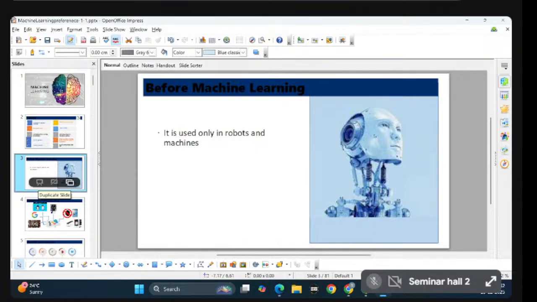One more thing, you know there are machine learning jobs. What are they going to do in a machine learning job? You know what is the minimum package for a machine learning job? Minimum 8 lakhs starting as a trainer. Even per month you can handle with 50 to 60,000.